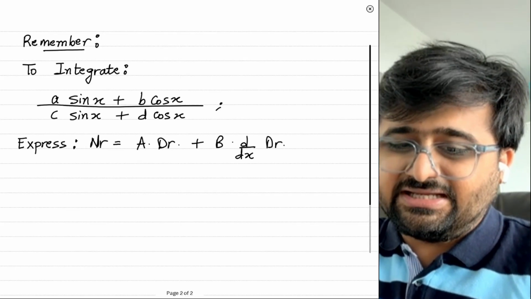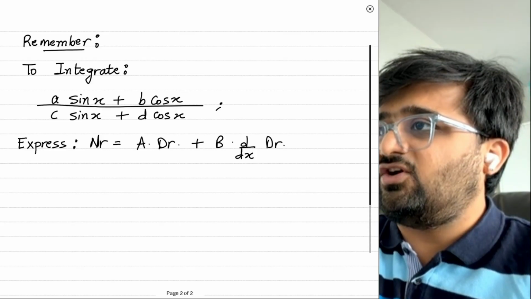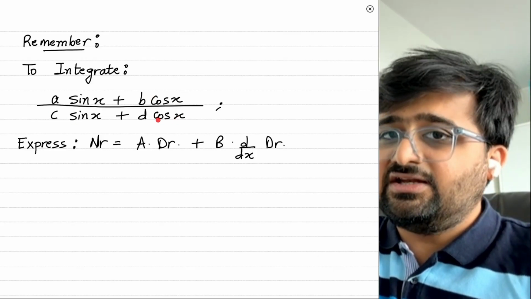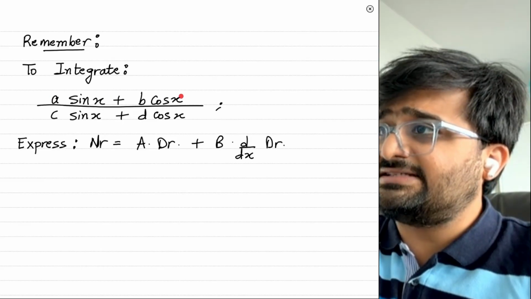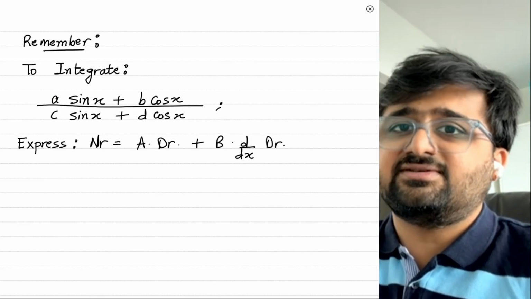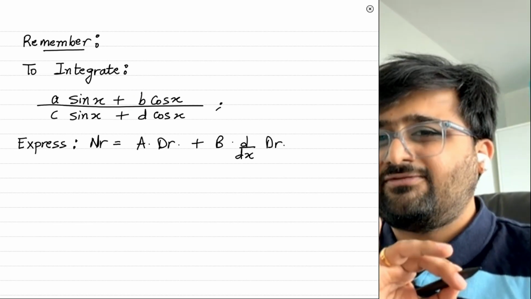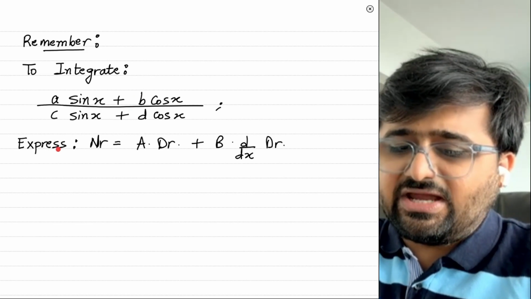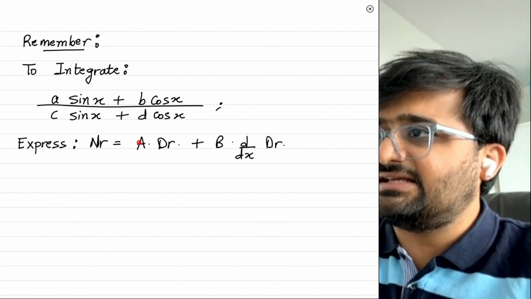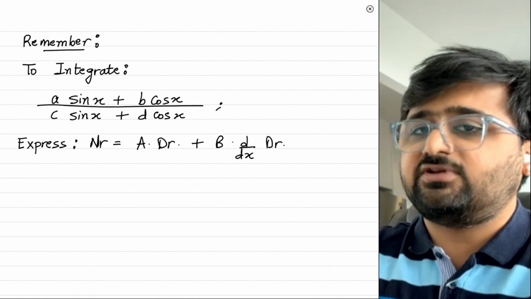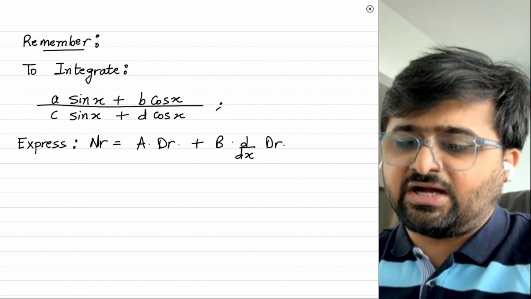Whenever you want to integrate a sin x plus b cos x divided by c sin x plus d cos x, in other words, functions which are linear in sine and cos in the numerator as well as in the denominator with different coefficients a, b, c, and d, you have to do just one thing. Try to express the numerator as a into denominator plus b into derivative of the denominator. Okay, we'll see how we do that.